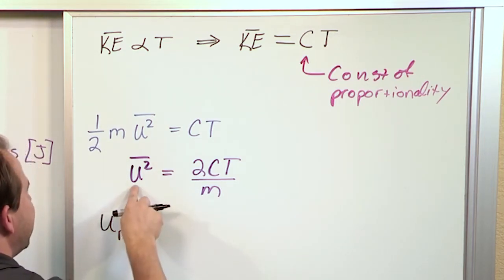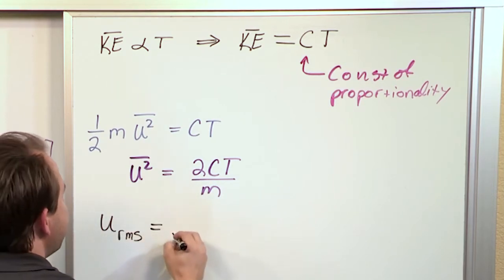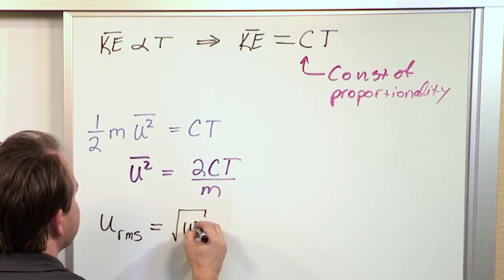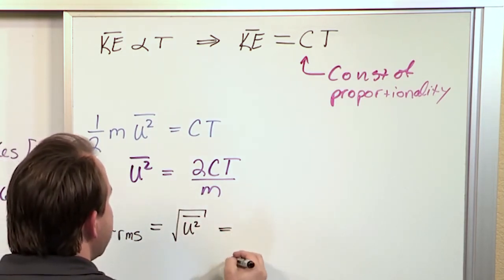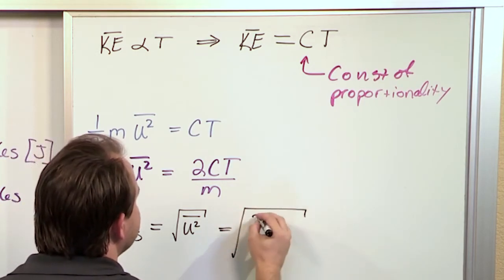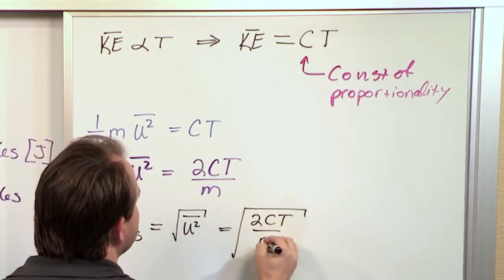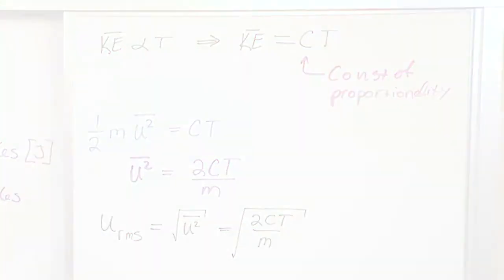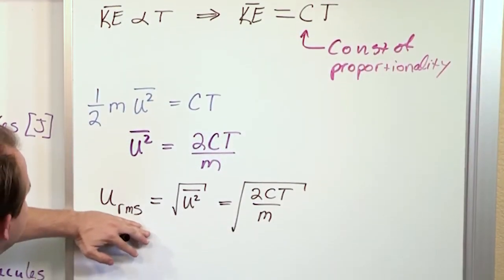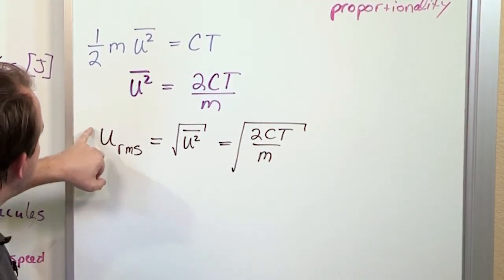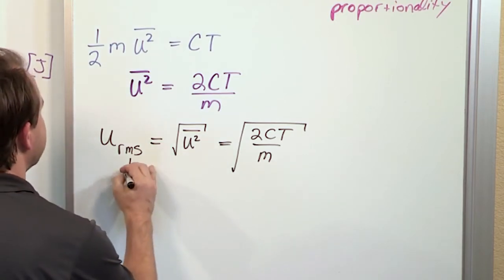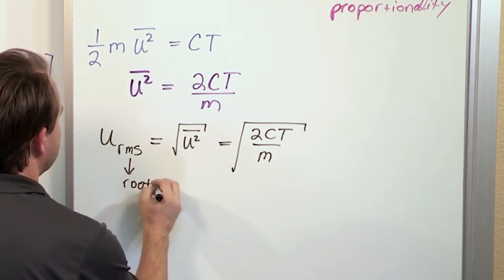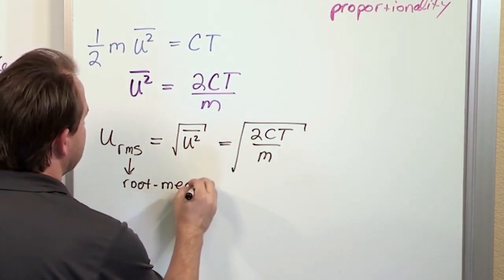But basically, if we take the square root of both sides, that'll be the square root of U squared bar, and then we take the square root of the other side, 2cT over m. Okay, so what we have here is what we call RMS. This means root mean square.